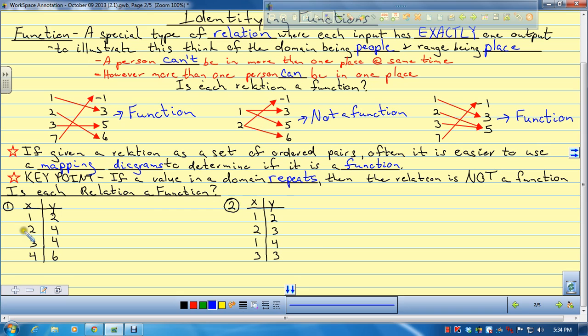So, with that being said, let's look real quick at these examples of tables. We've got all these x values corresponding with these y values: 1, 2, 2, 4, 3, 4, 4, 6. Do any of my domains repeat? No. Therefore, this would be a function.